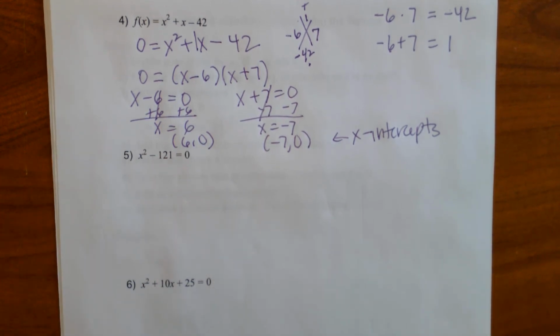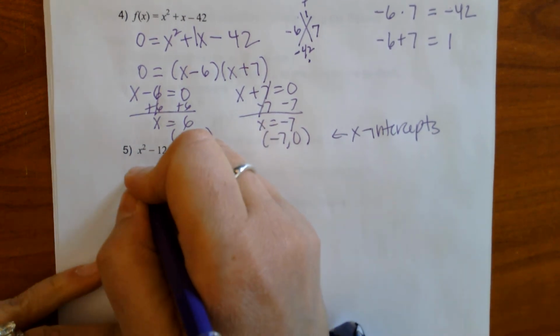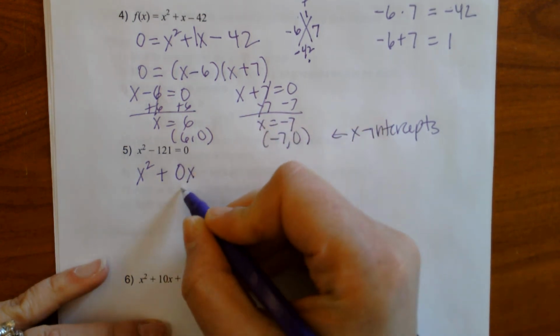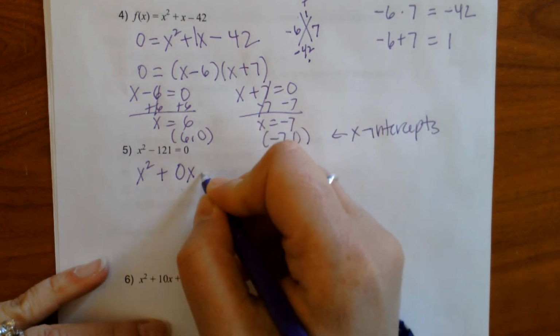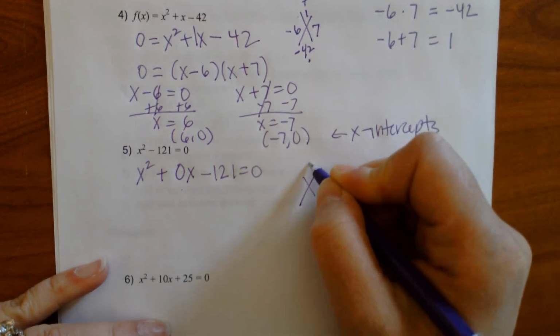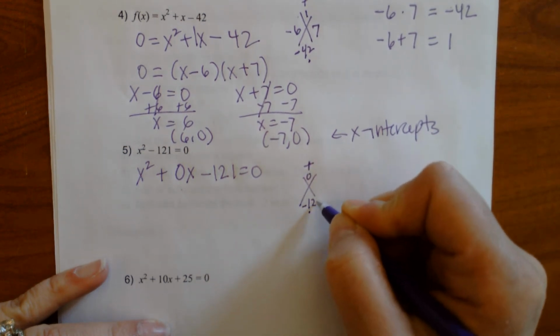Next, number 5 looks a little different. What are we missing? Yes, we are missing that x term. There's no middle term there. So if you're missing that term, you can put in a 0x because anything times 0 is 0. So if we put in a 0x, now we know that we need to add to 0 and we need to multiply to a negative 121.